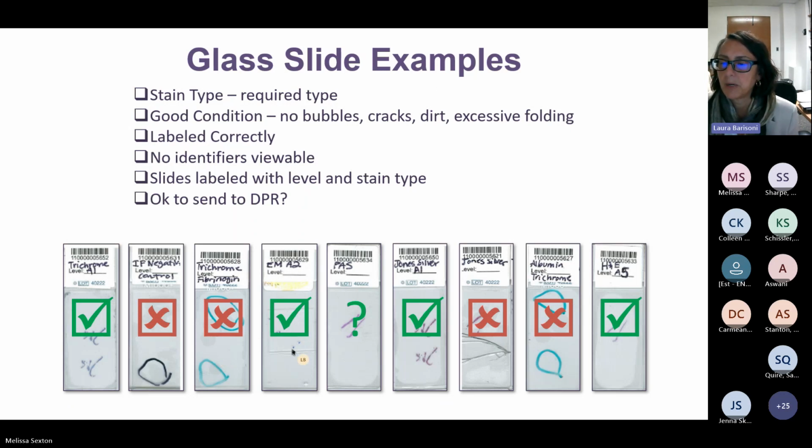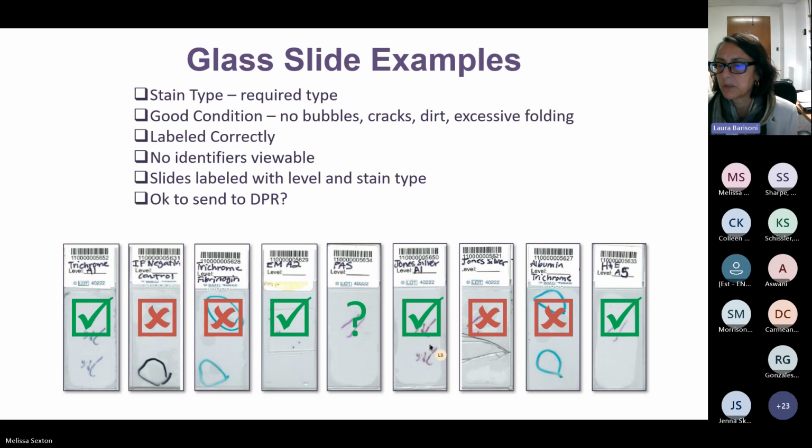EM A2. Sometimes EM has a level. Most of the time they don't, but sometimes they do. Here you have a small tissue set. Here you have a square, small cover slip. But I see no problem with this tissue, so that's good. So this is a question mark. The tissue is good. The stain is there, but it's missing the level. So maybe you can find the level, but that is partially complete, right?